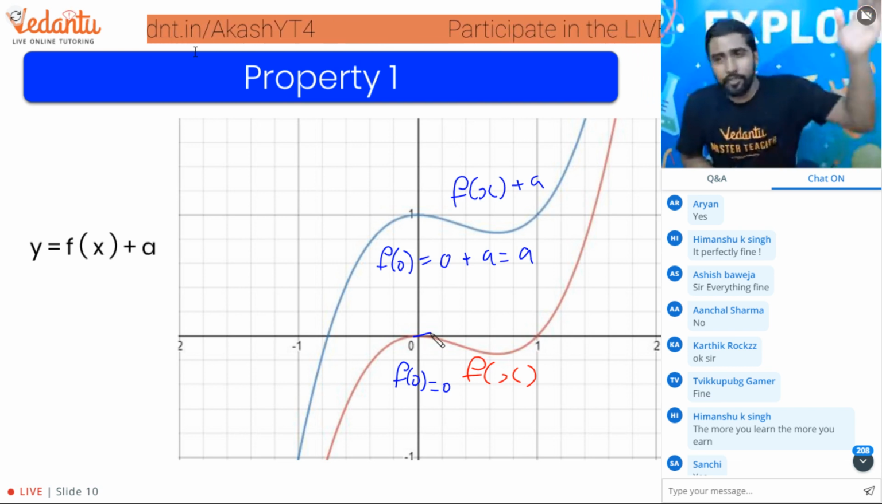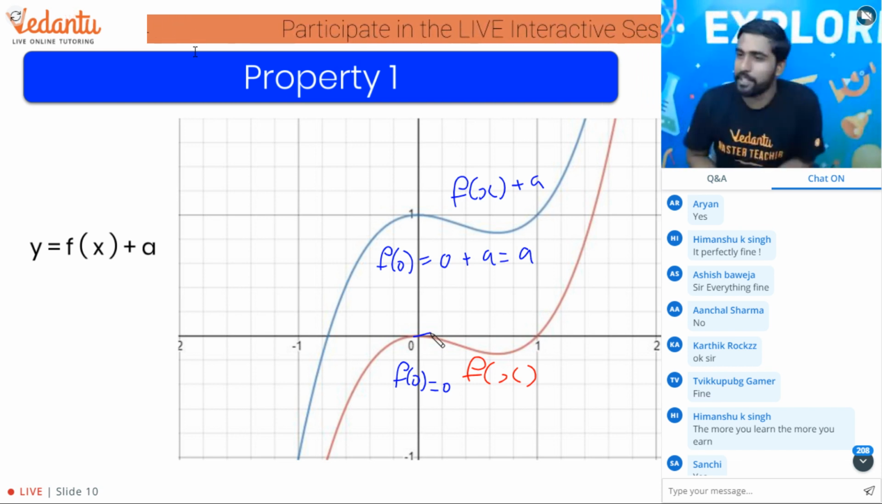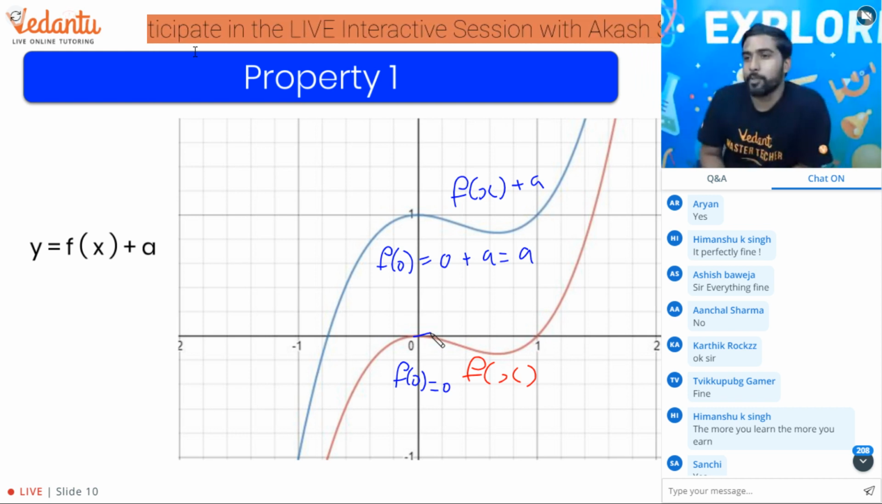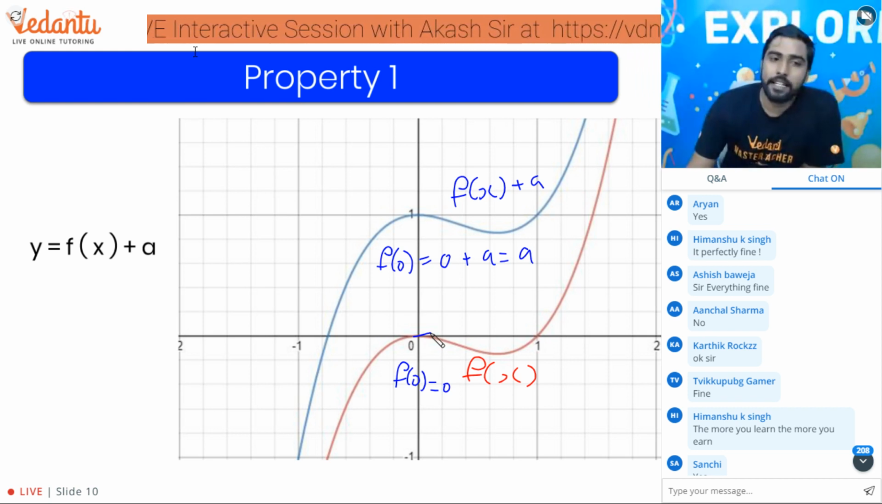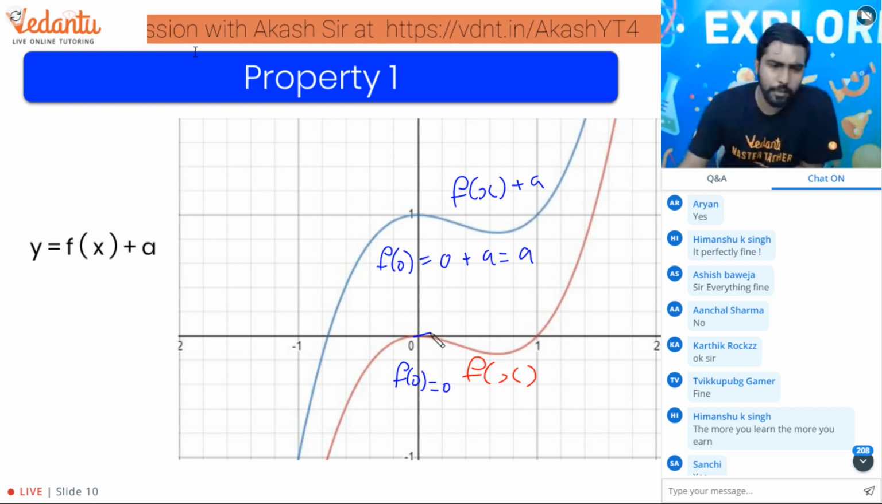Alright, so that was the first transformation we took, which was plus or minus 1. So let's have a look at the second transformation. What is the second transformation? That is, if I have a function y is equal, can anyone tell me what is this graph of?